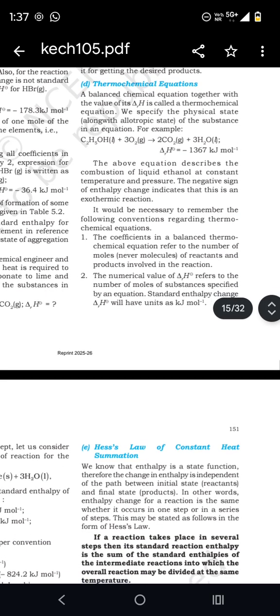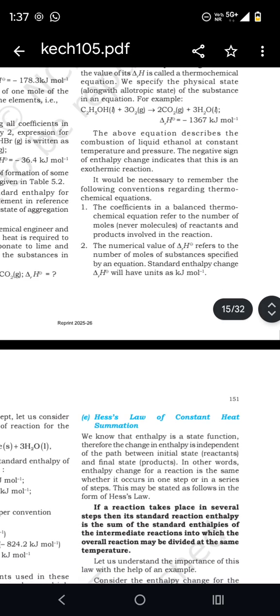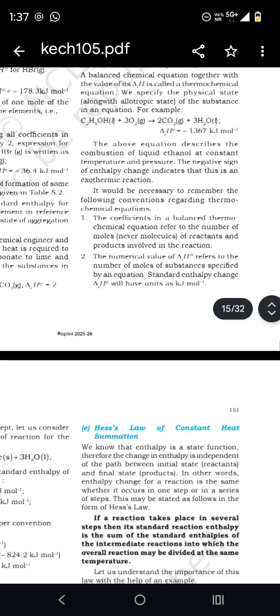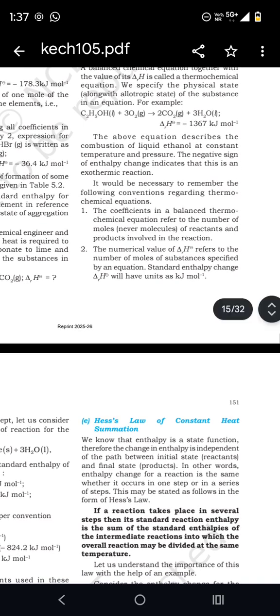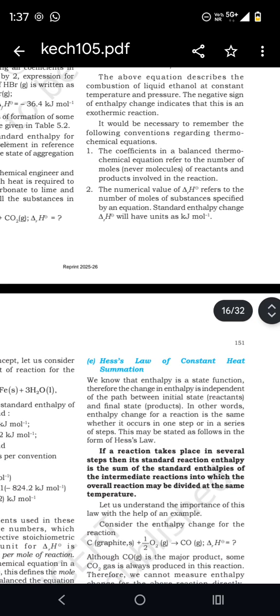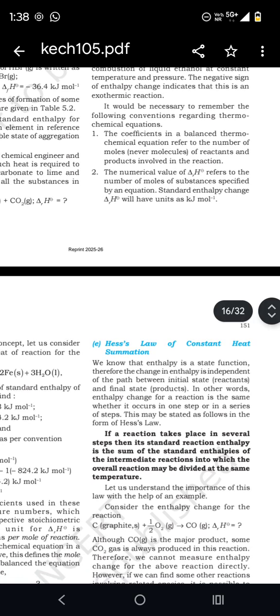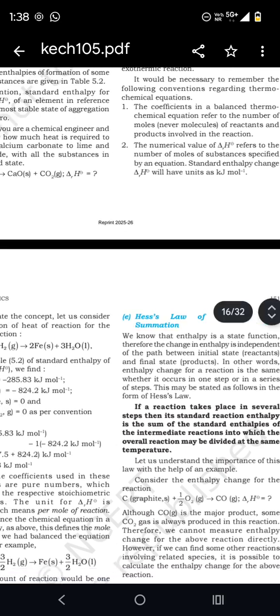It would be necessary to remember the following conventions regarding the thermochemical equation. The coefficients in a balanced thermochemical equation refer to the number of moles of reactants and products involved in the reaction. The numerical values refer to the number of moles of the substances specified by the equation. Standard enthalpy change will have a unit of kJ per mole.